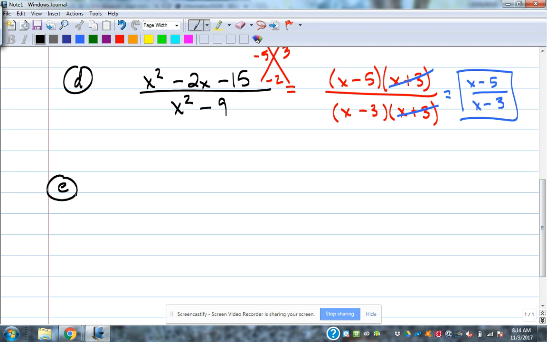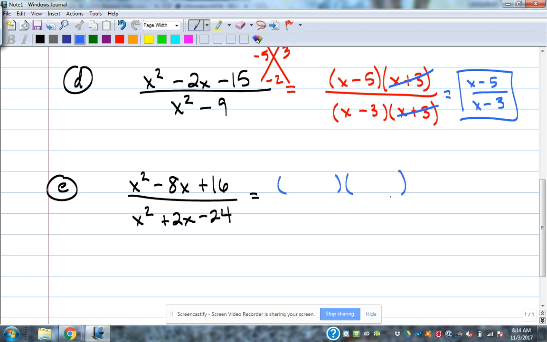If you're not really great at factoring, you're going to get plenty of opportunity to get better at it today or this next couple of days. x squared minus 8x plus 16. And then let's do another trinomial, x squared plus 2x minus 24. I'm thinking they're going to factor that way.